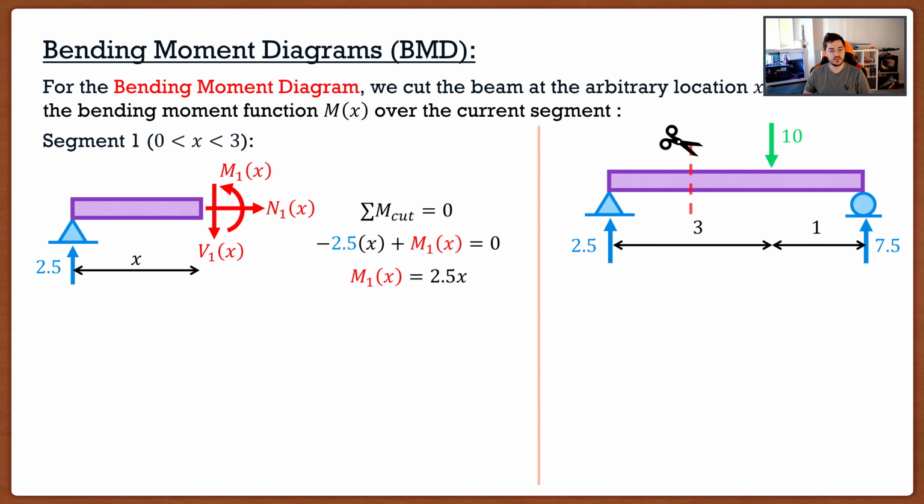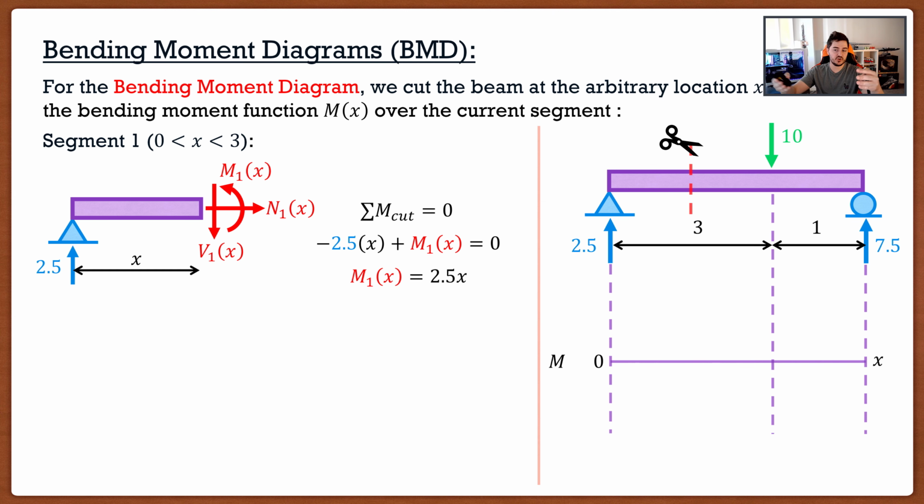It's now a function of x. It's a linear function. So if I go over to my moment diagram, which I would actually draw underneath my shear diagram, this equation would have a line of something like this. If I substitute x equals 3, 2.5 times 3, I get 7.5. So again, just like before, I would also shade this in, and this is my moment distribution for that first segment.